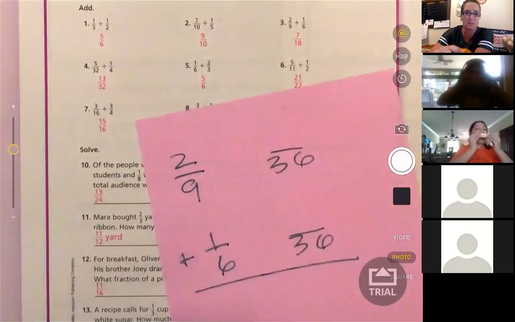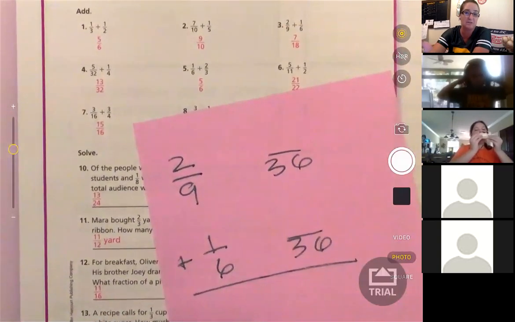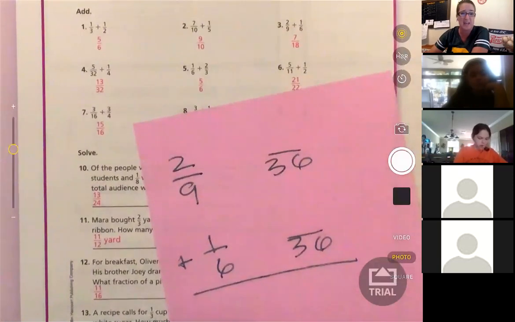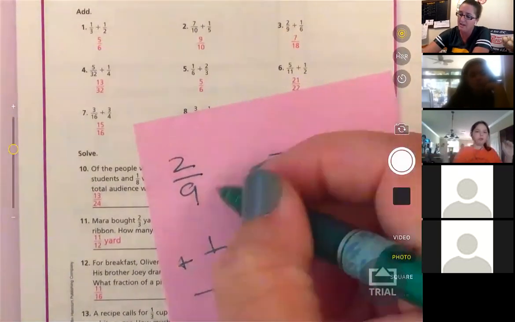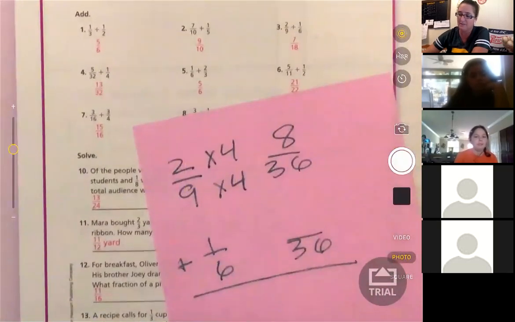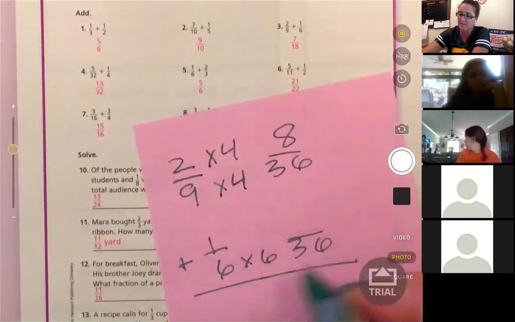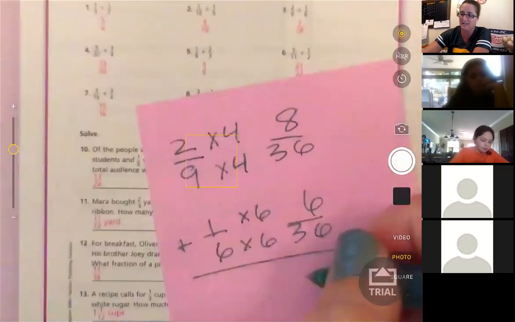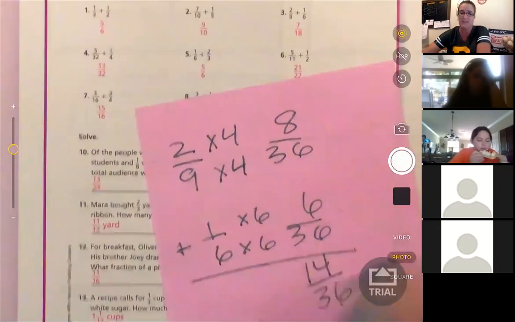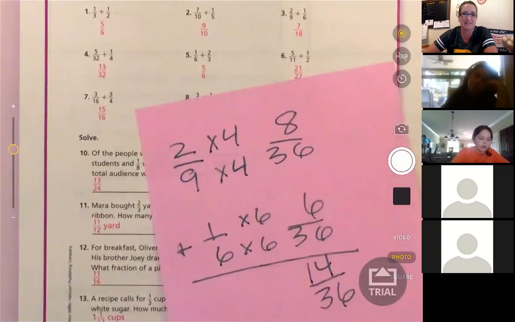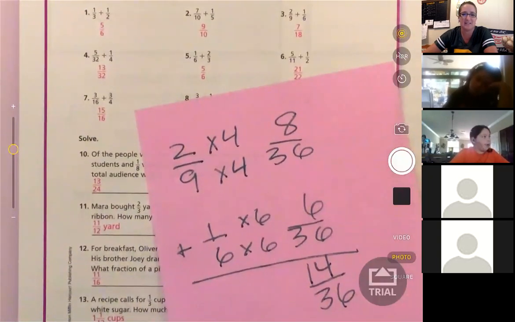Remember, some of these are just possible answers because you can do different things to your denominator. Like number 5, you could have used 18 for your denominator. That's okay. 9 times 4 is 36, 2 times 4 is 8, 6 times 6 is 36, 1 times 6 is 6. 8 and 6 is 14 over 36. Oops. That's okay. Other questions?